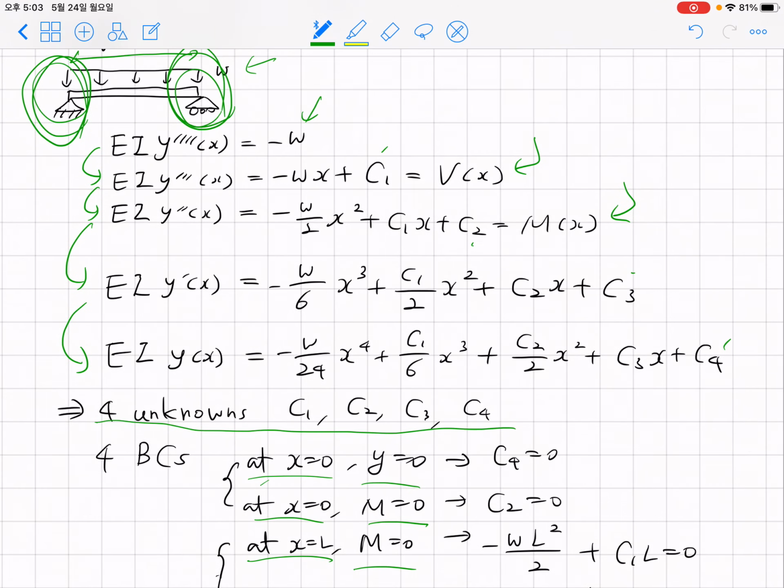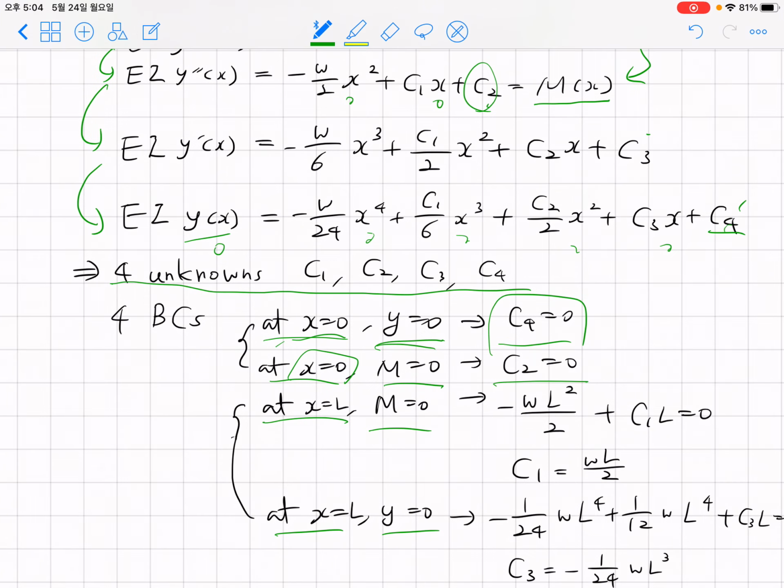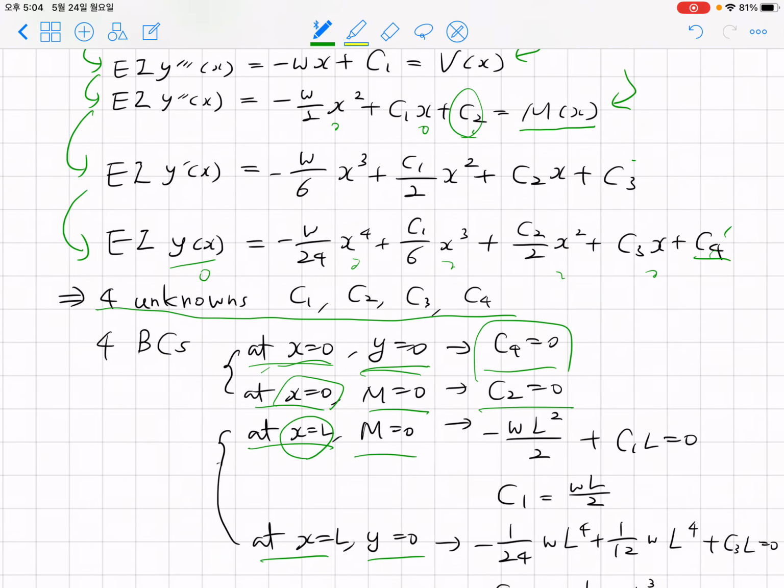So first condition, x equals 0, y equals 0, you can find C4, because if you put 0 here, you can find that C4 must be 0. And when x equals 0, M is 0. If you plug in 0, it means that C2 must be 0. Okay, so we already consumed 2 boundary conditions, and we have 2 more boundary conditions and 2 more unknowns. So let's plug in x equals L, M equals 0.